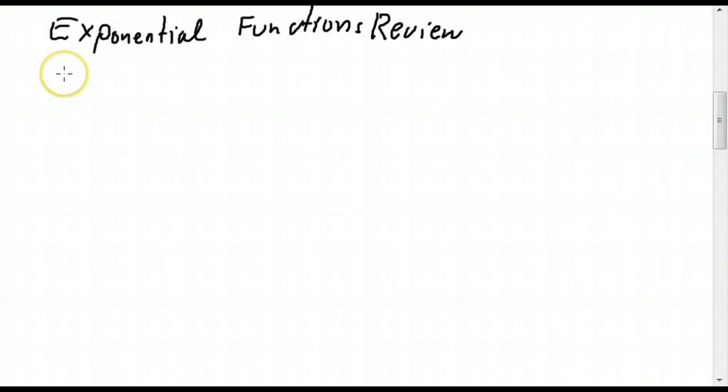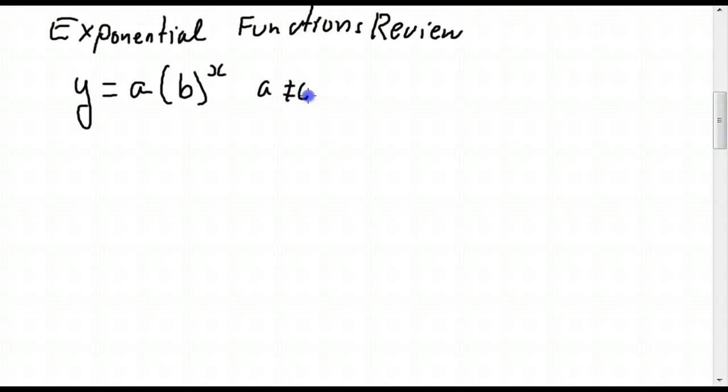Okay, this is a pre-recorded version of exponential functions review. So an exponential function is in the form y equals a times b to the power of x, where a is not equal to 0, a is greater than 0, and b is greater than 0.